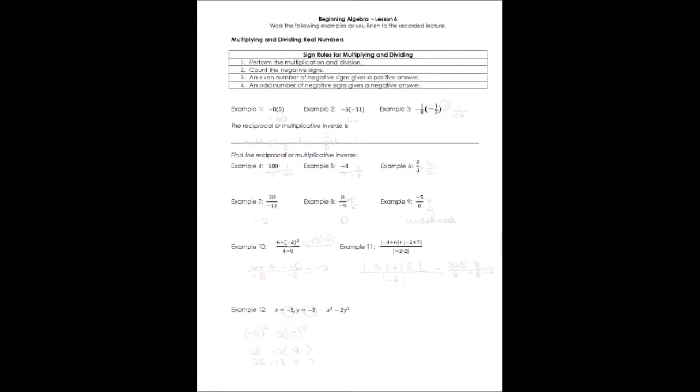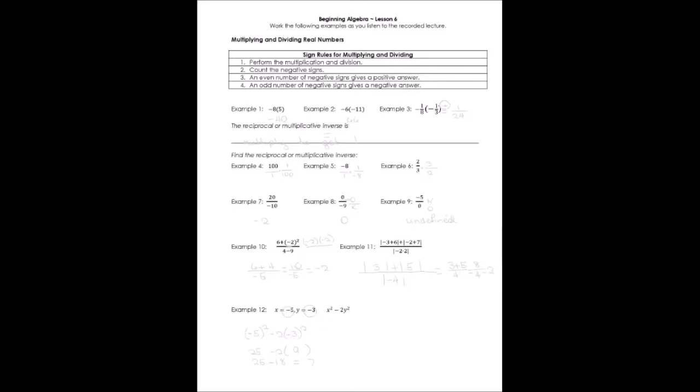Now let's look at the sign rules for multiplying and dividing real numbers. This is a little bit different. For multiplication and division, we really just have to count the negative signs. If we have an even number of negative signs, we're going to have a positive answer. If we have an odd number, we're going to have a negative answer. Remember, this is only when we are multiplying or dividing.